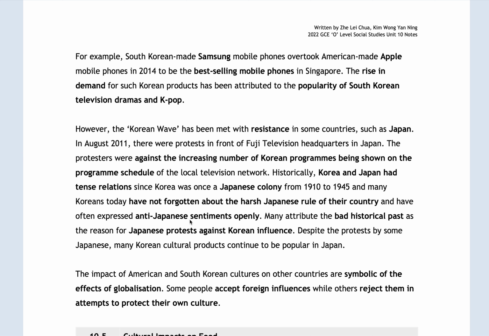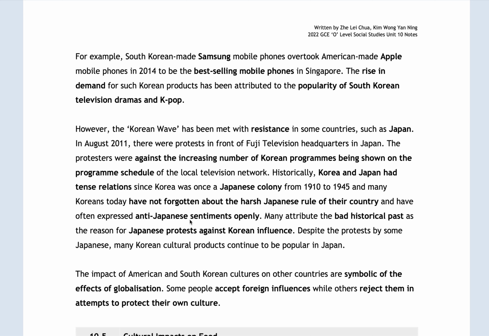A lot of people attribute these historical tensions as the reason why there are so many Japanese protests against Korean entertainment influence today. In fact, in 2011, protests were held in front of one of the TV channels' headquarters in Japan. They were protesting against the increasing number of Korean programs being shown on this particular network. So there is resistance towards such an advent of Korean influence.